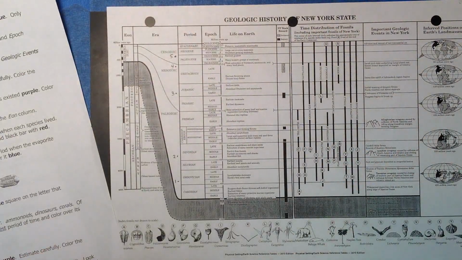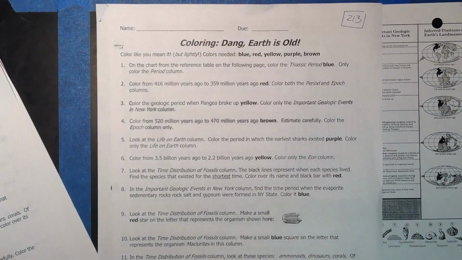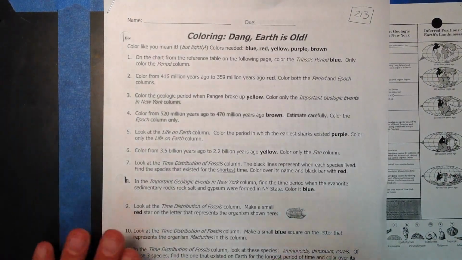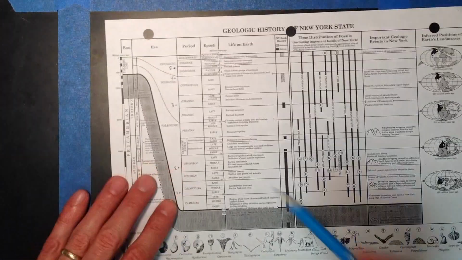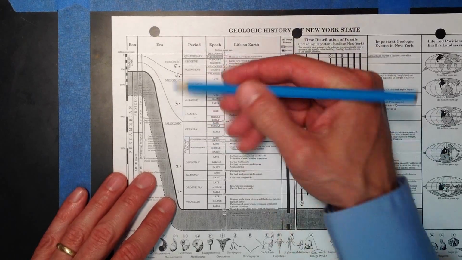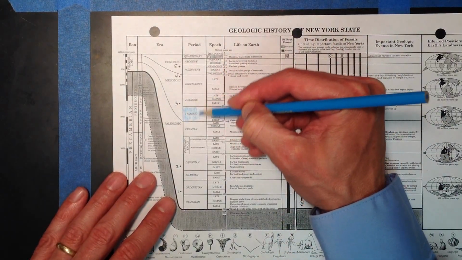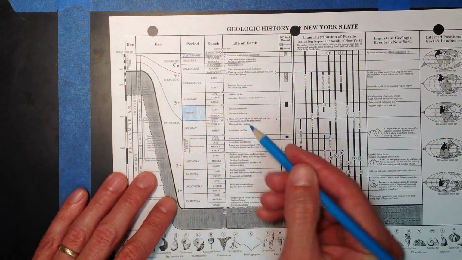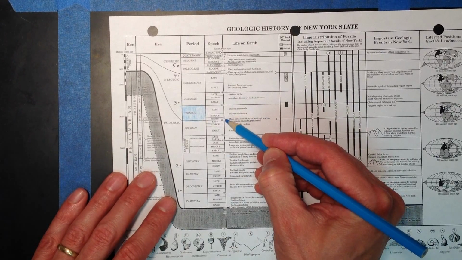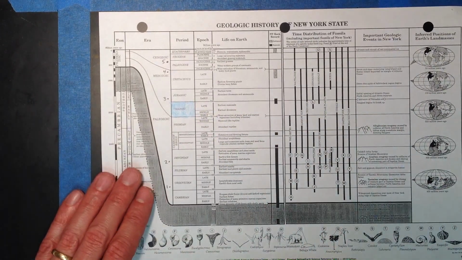It says, on the chart from the reference table on the following page, color the Triassic Period blue, only the period column. So the period column is here, Triassic is here, I'm coloring it blue, and it's going to look like this. Notice this whole time frame of 251 million years ago to 200 million years ago, we call the Triassic Period. That's the first one.